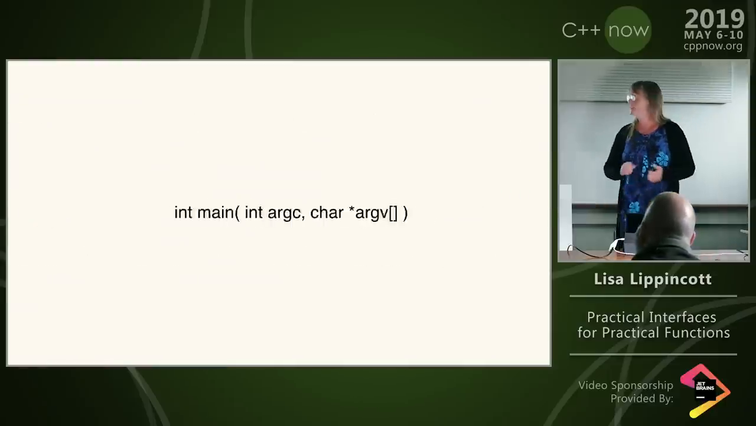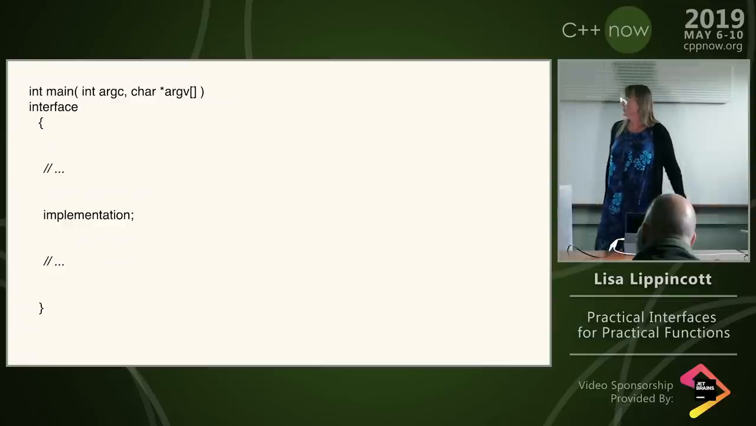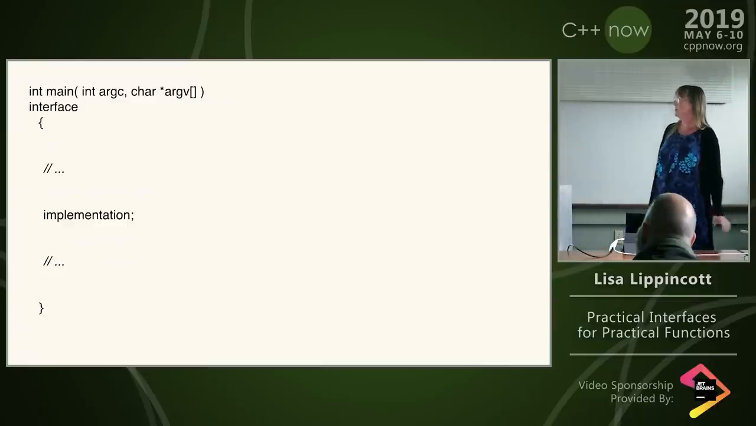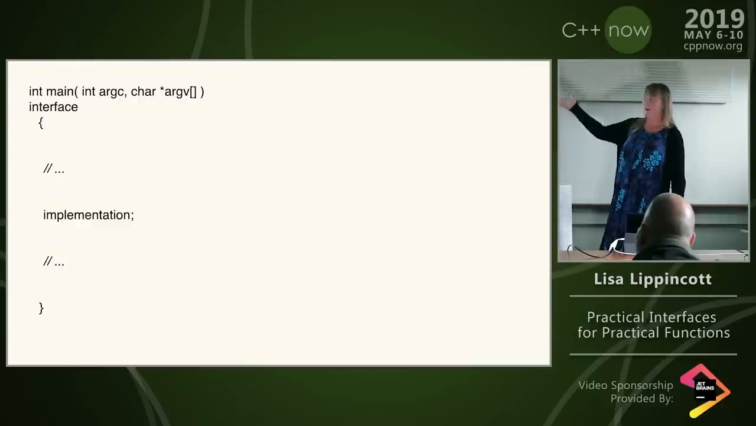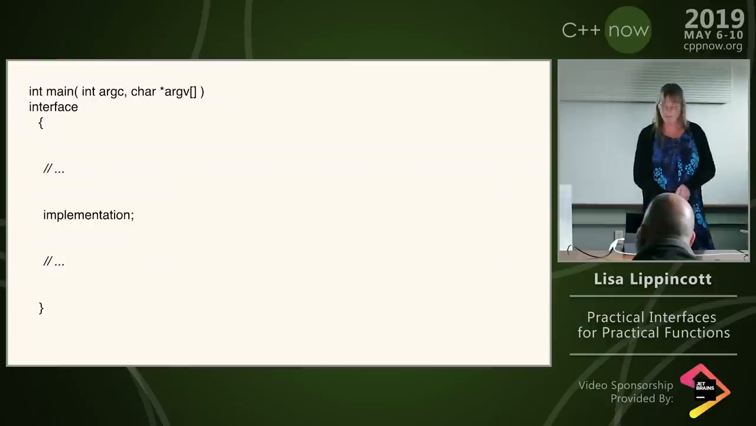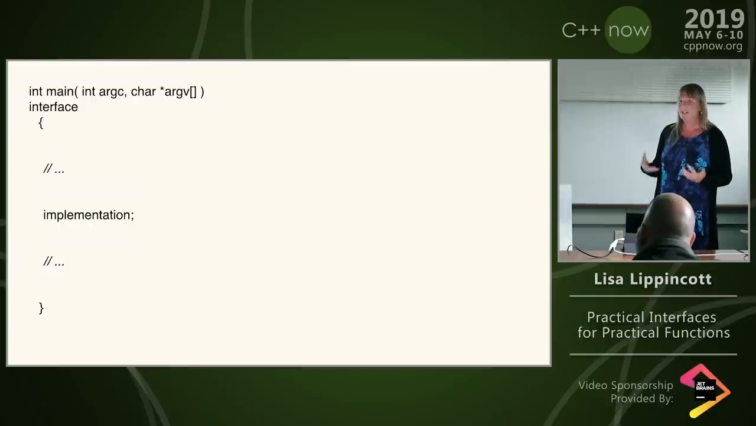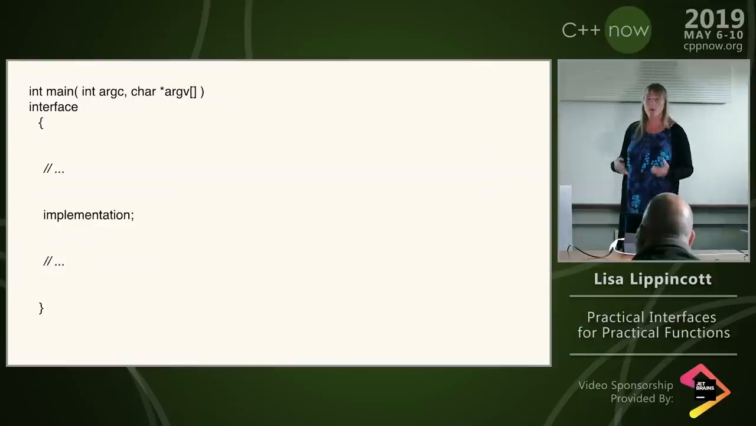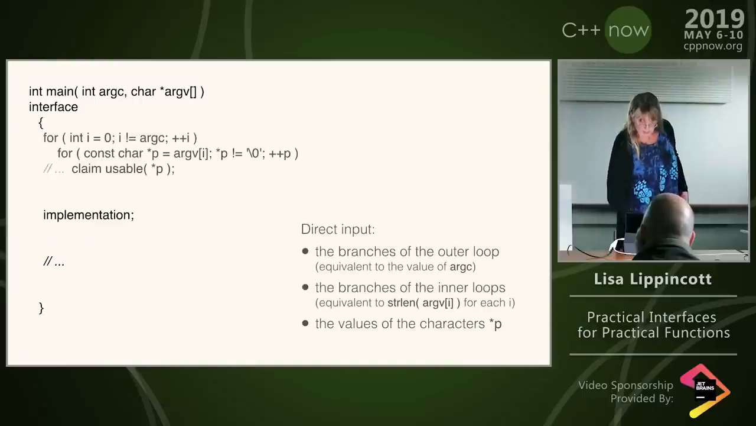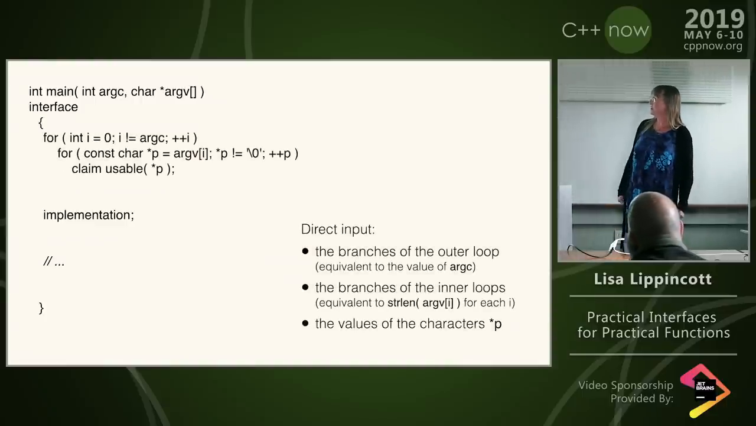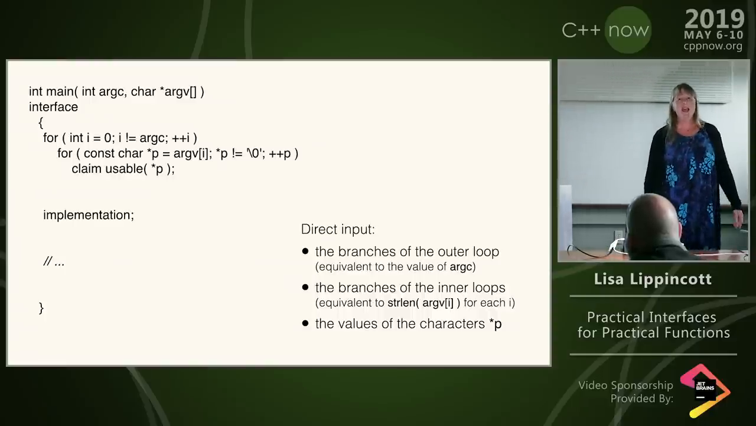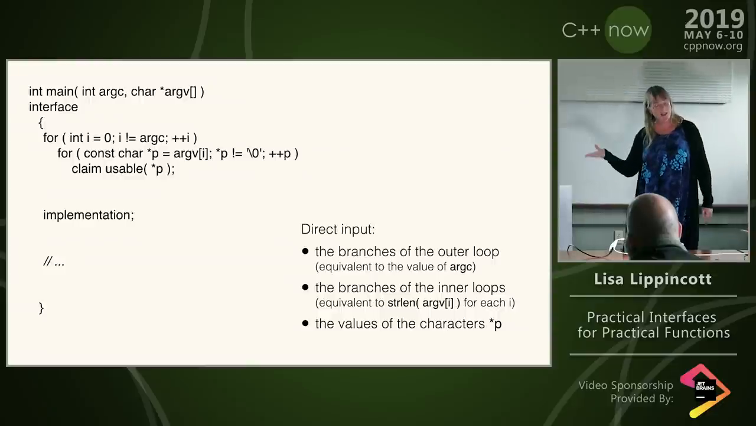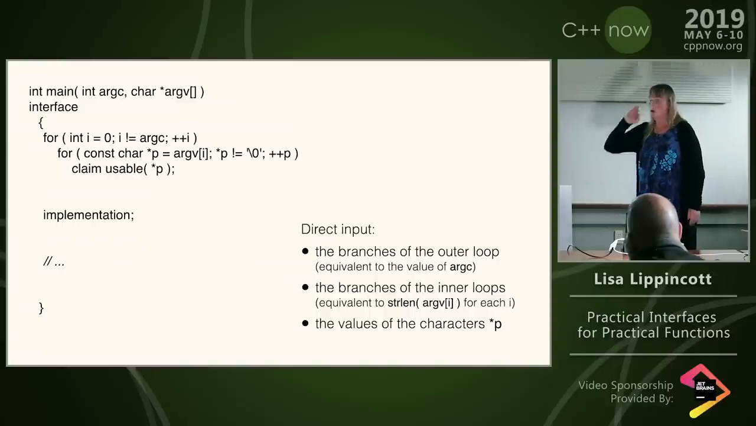Let's get back to our interface for main, which I'm going to lay out in a big blank interface here. The implementation statement separates it into a prologue and an epilogue. The prologue happens before the implementation, the epilogue afterward. And what we need to do in the prologue is explain what the input for main is. We can do that by making a couple of nested loops. We're going to loop over argc and loop over the characters of each string and say that the bytes of the string, except for the null character in this case, are usable.